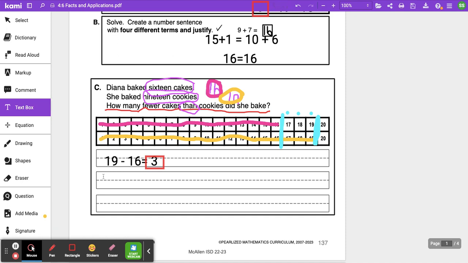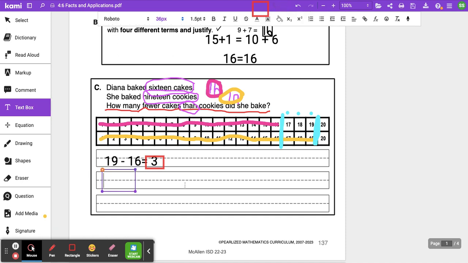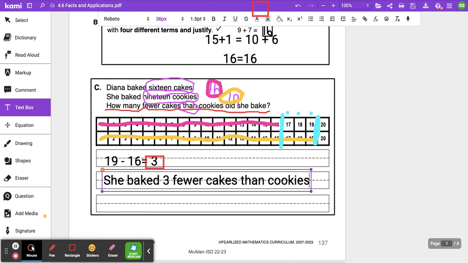Now we need to put in our sentence. How many fewer cakes than cookies did she bake? Use words from the question to make your sentence. Good. She baked, what was the answer? 3. And we want to use the same words here. Fewer cakes than cookies. And I finish with a period.